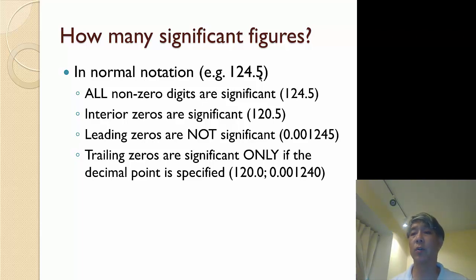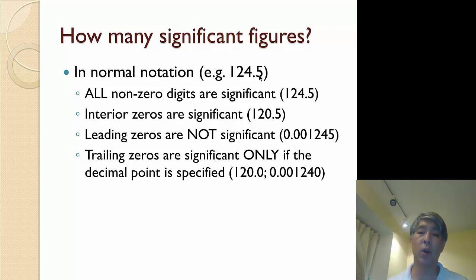However, 0.001245, those first 3 digits are 0, they don't count. So this number has 4 significant digits also. Trailing zeros are significant only if the decimal point is specified. It's kind of annoying, so you have to look for that decimal point, pay attention to it because it makes a difference.